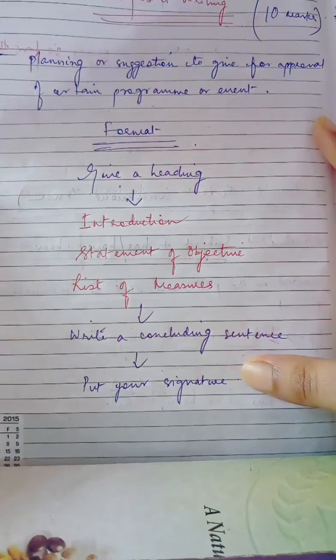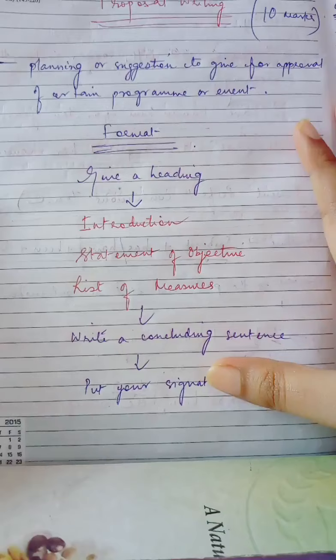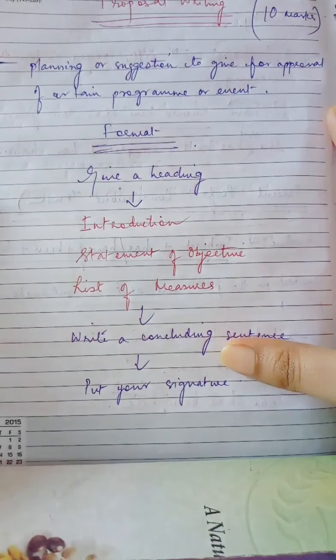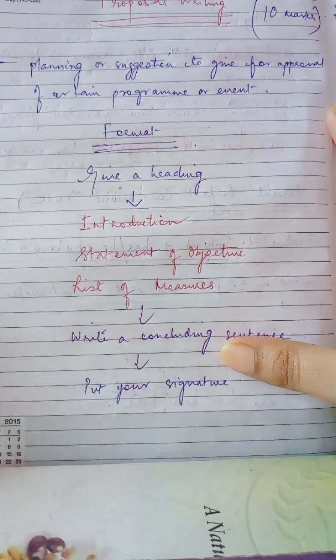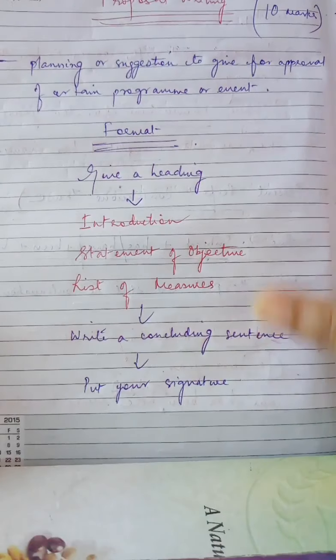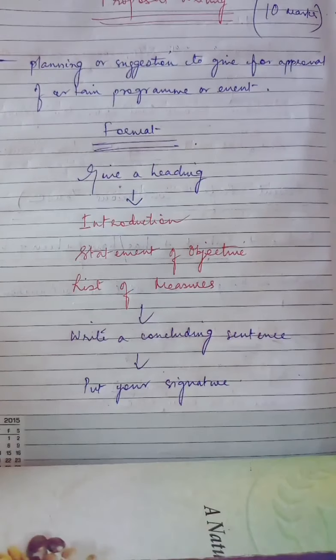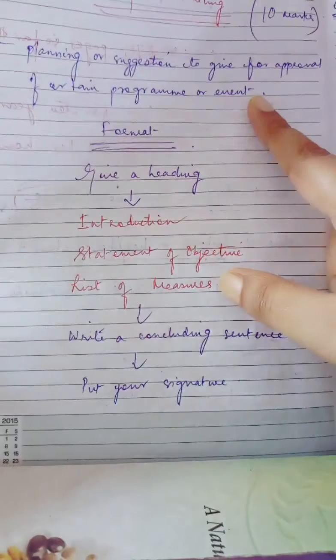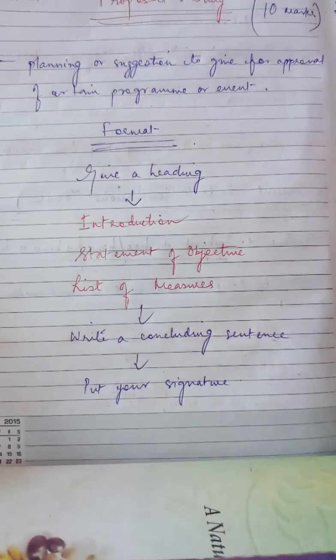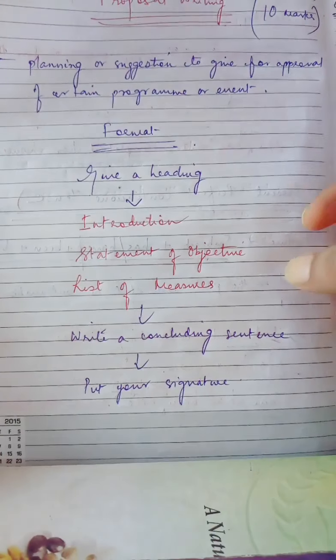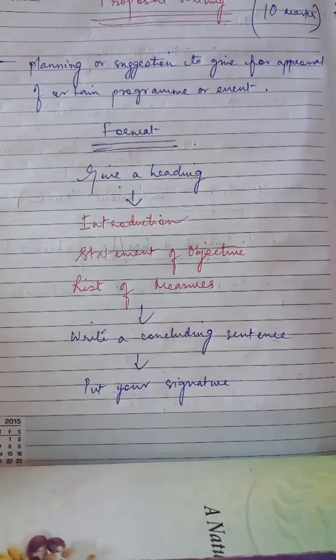Now before discussing the format of the proposal writing, let's just see what proposal writing actually is. Proposal writing is nothing but a kind of planning or a suggestion that you give so that you get approval of a certain program or event from the head of the institution. So wherever you are conducting the program or the event, you make a plan, you give suggestions so that you get the approval. And that is what is called proposal writing.